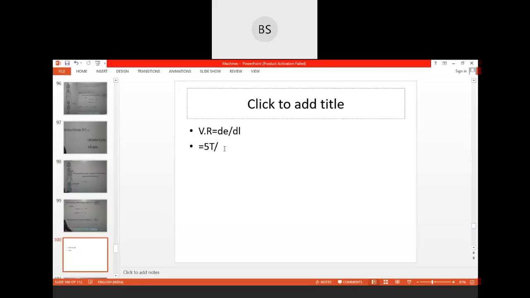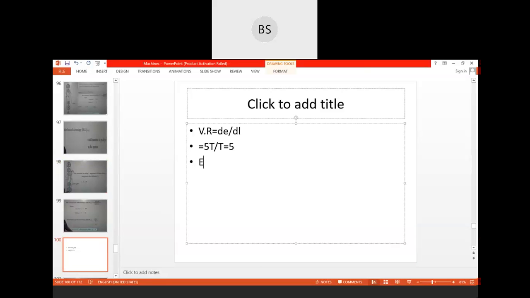I'm not talking about tension here for velocity. Don't get confused. For velocity, I'm talking about the movement. Okay. And the displacement of the load is only one time. Clear? Any doubt? So here, divided by again 1. So what will be the answer?